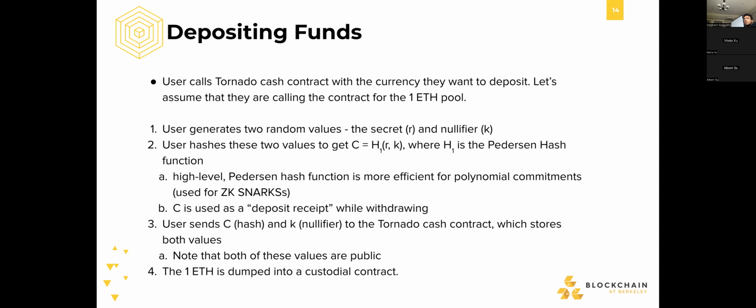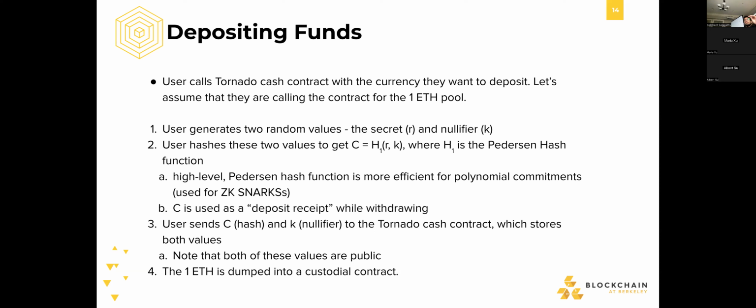So the user of Tornado Cash will compute the C value and then store it locally. They'll store the C because they'll need it whenever they want to withdraw their money. And then obviously they'll also store the secret and nullifier because these are again things that they'll need to get their money back.